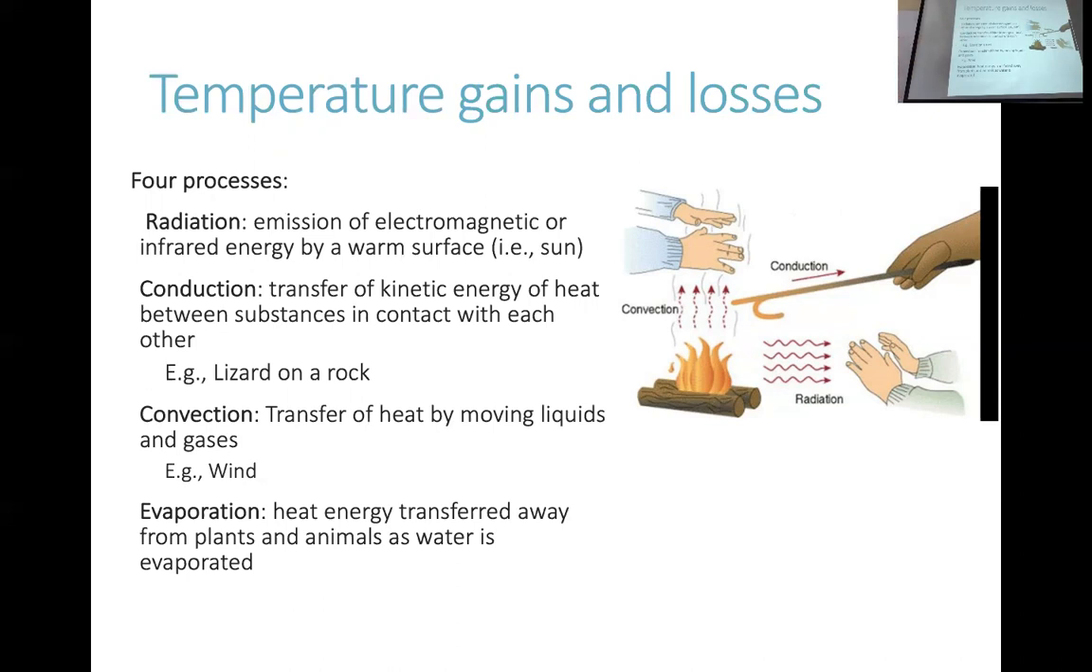Conduction is physical contact between the surface, we'll say it's a warm surface, and the organism. So a lizard on the rock is a great example. If the rock's nice and warm and the lizard needs to warm up, it'll go lay on the rock and it'll gain heat through conduction.